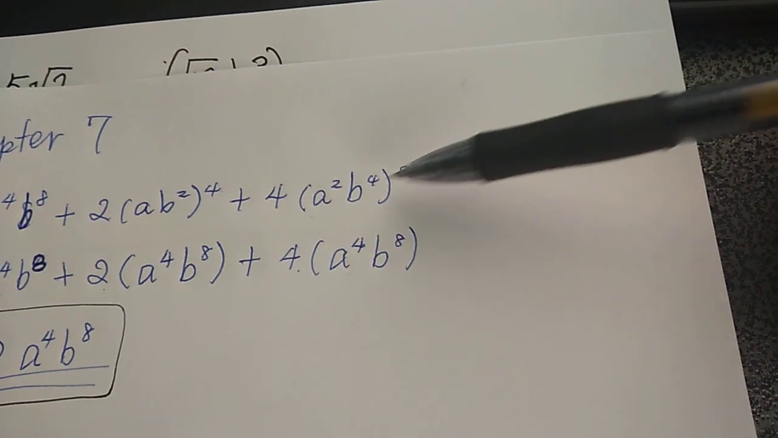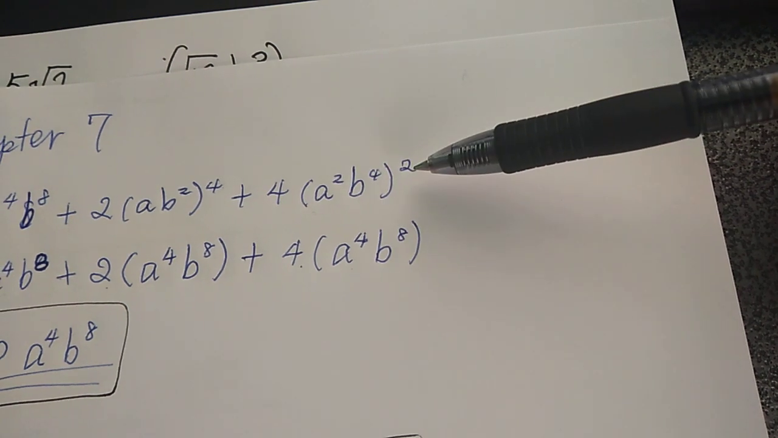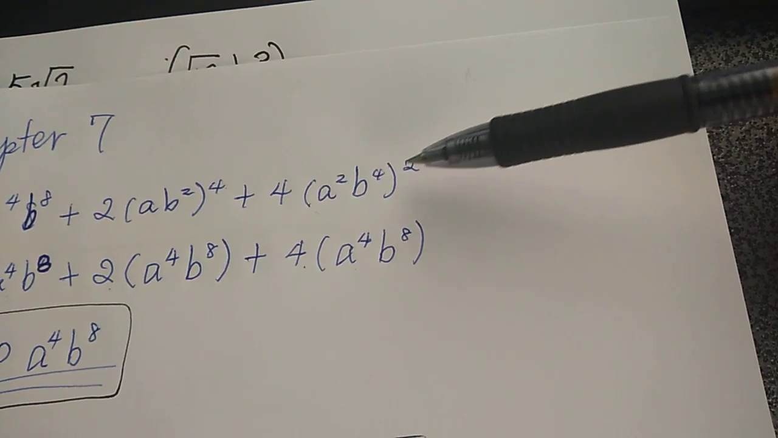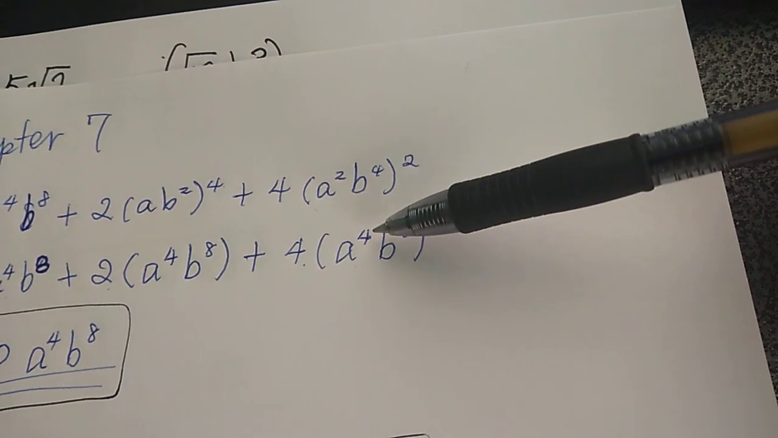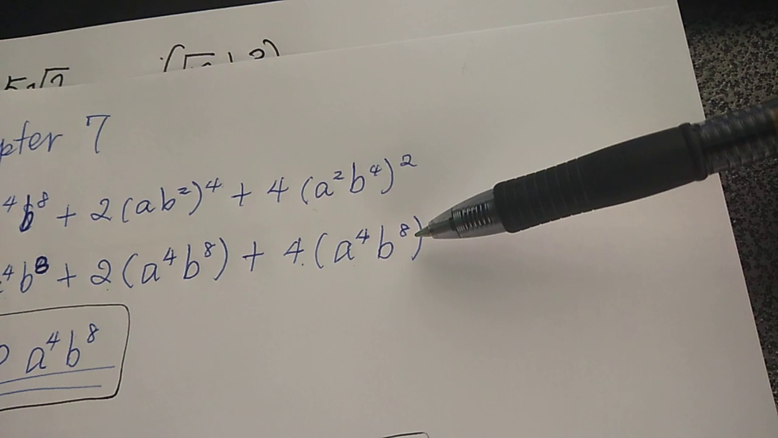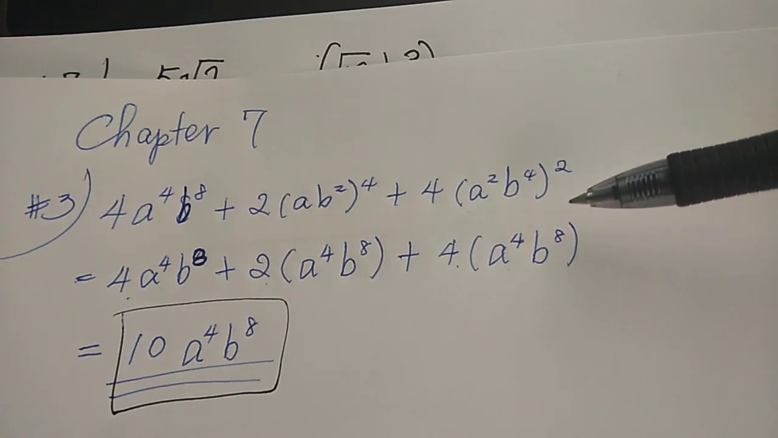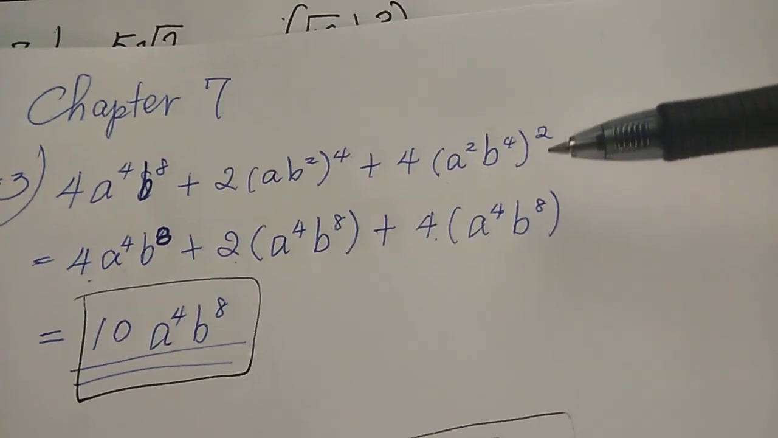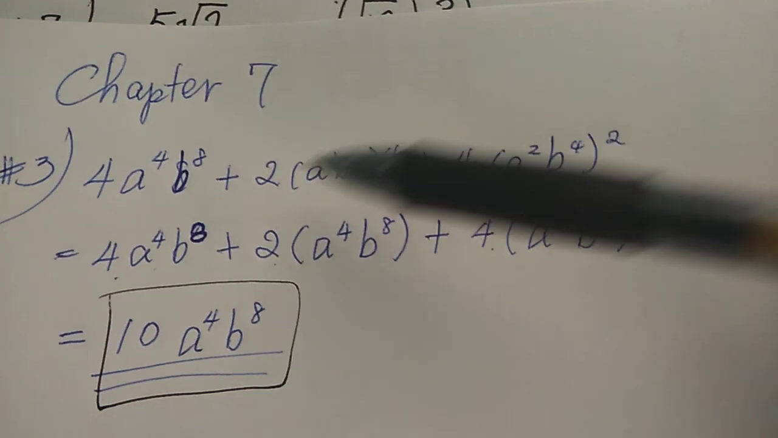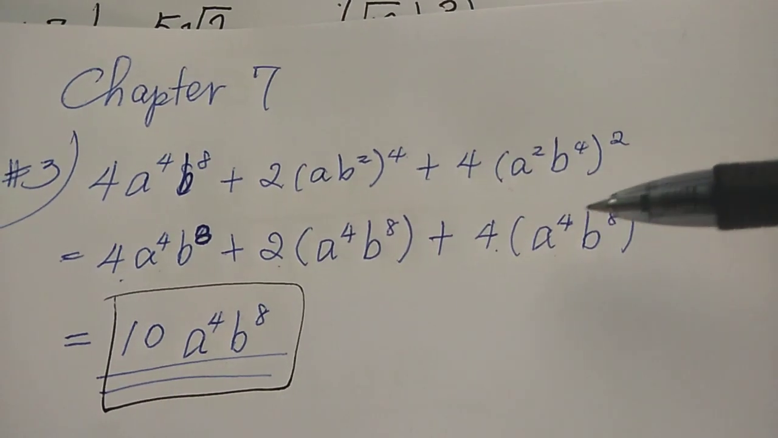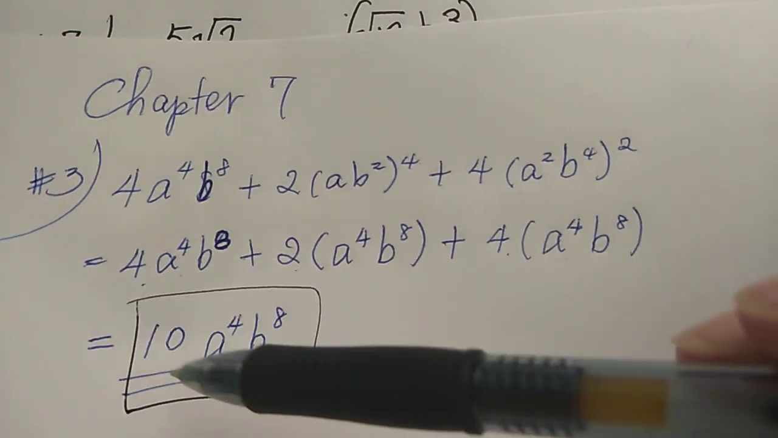Here again, you have this thing in the parentheses raised to the second power. So you raise this power to another power by multiplying. This will give you 4, and then 4 times 2 will give you 8. Now in the next step, you can see that all 3 of these terms are like terms because they have the same variables raised to the same degree. So now you can combine like terms by adding their coefficients. 4 plus 2 plus 4 is 10.